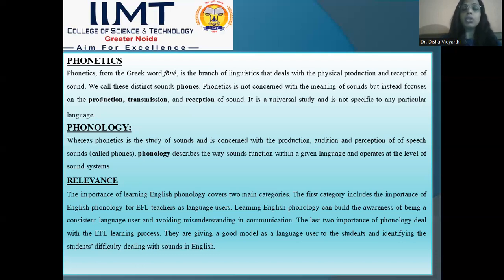And then the next question which arises is, what is the relevance of studying phonology? We know that if we study grammar, we'll improve the correct formation, the semantics, and the grammatical rules. But what is the use, the significance, or the importance of studying phonology? Now, the importance of learning English phonology covers two main categories. The first category includes the importance of English phonology for EFL teachers as English language users.